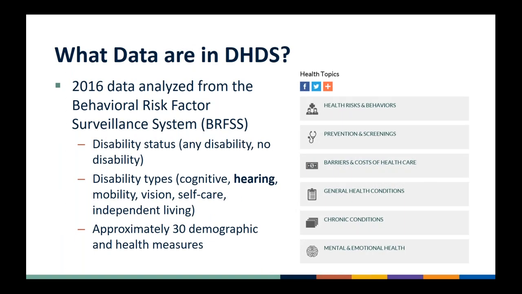Currently, DHDS includes 2016 data analyzed from the Behavioral Risk Factor Surveillance System, also known as BRFSS, on disability status, meaning any disability or no disability, and disability types, which here are cognitive, hearing, mobility, vision, self-care, and independent living disabilities, overall, as well as by age, sex, race, ethnicity, and veteran status. On four demographics: income level, education level, marital status, and employment status, by disability status and disability types. On about 30 measures of health, including smoking, obesity, heart disease, and diabetes, by disability status, by disability types, as well as by disability status and demographic groups.